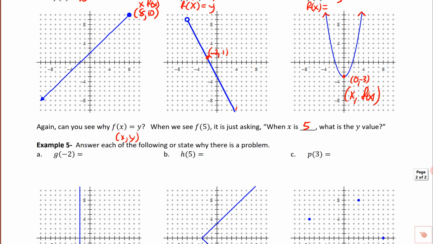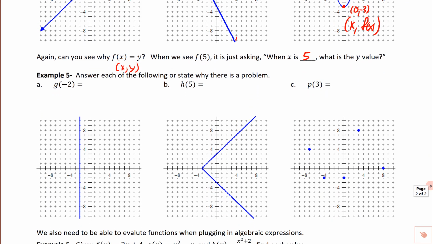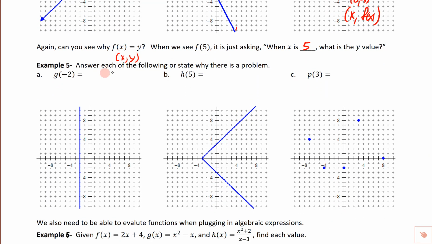So we're going to slide down here and take a look at example 5. And on this one it says, answer each of the following or state why there is a problem. So when they say answer, what it means is find the function value. And again, this is the nice thing about function notation. This says find g of -2. So find the function value when x is -2.